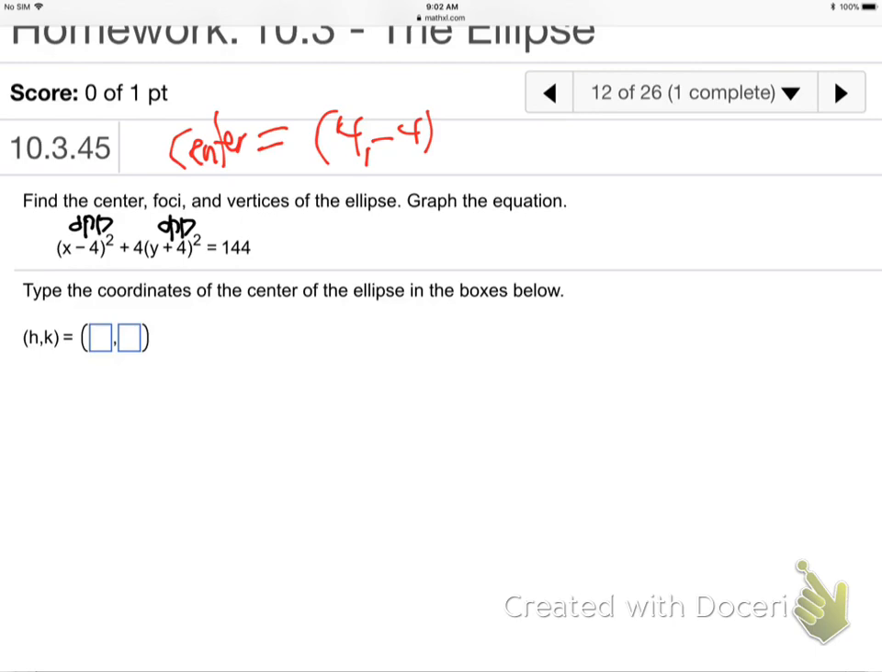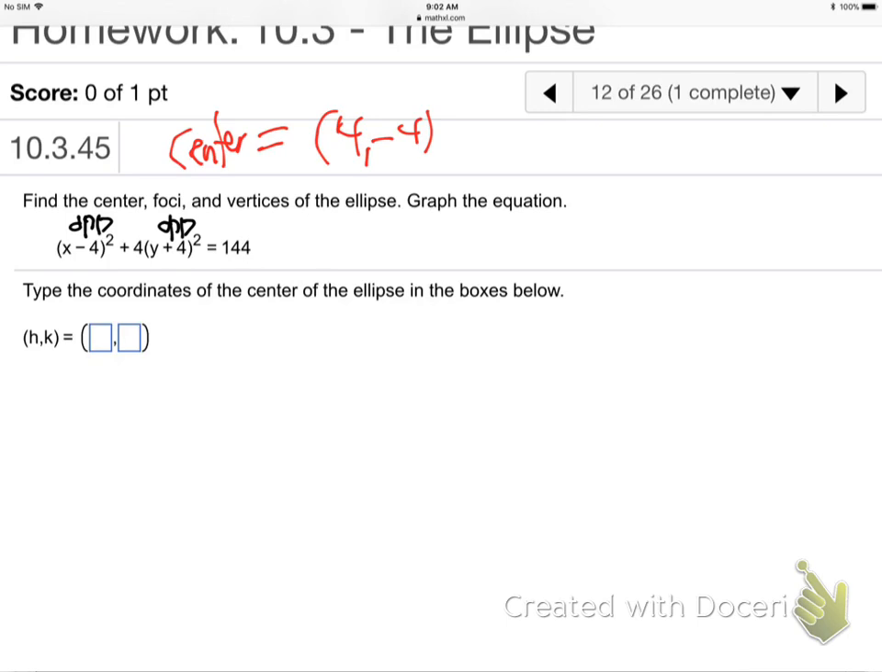Is that good? That's going to be the case for all these sections in chapter 10: 10.2, 10.3, 10.4, hyperbola, ellipse, parabola. All of them. Center is opposite of the number in the parentheses next to x and y in the formulas. Okay, so that's the center.